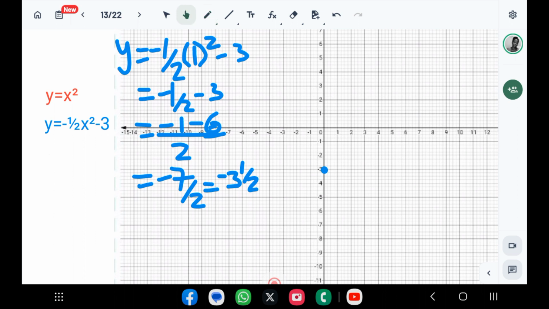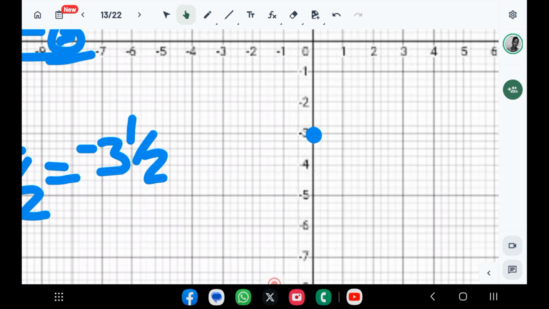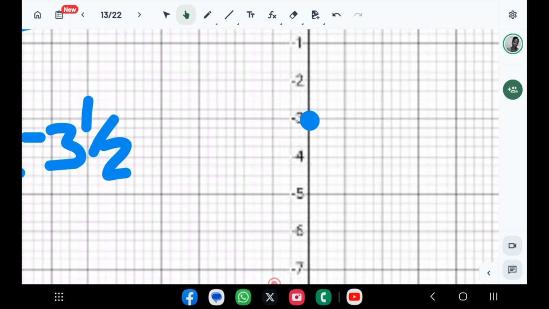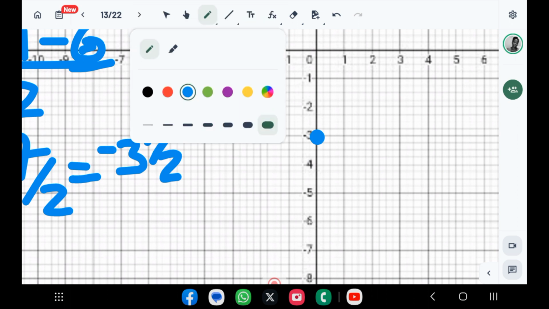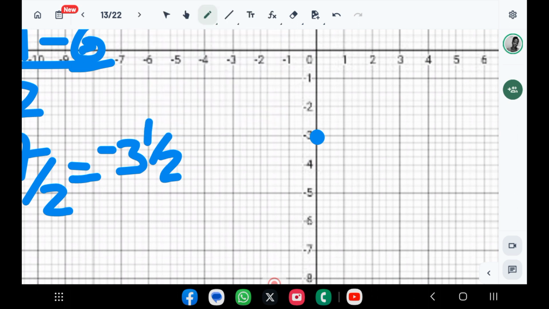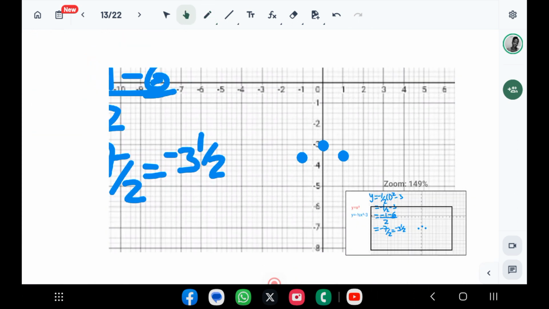Let's plot that point. Negative 3.5 is when we have 1. So that's where we put negative 3.5, and on the other side, negative 3.5 as well.